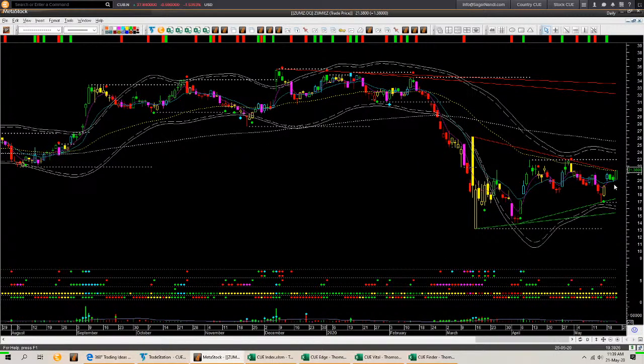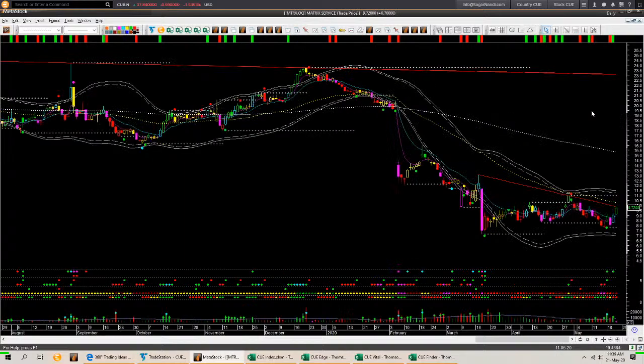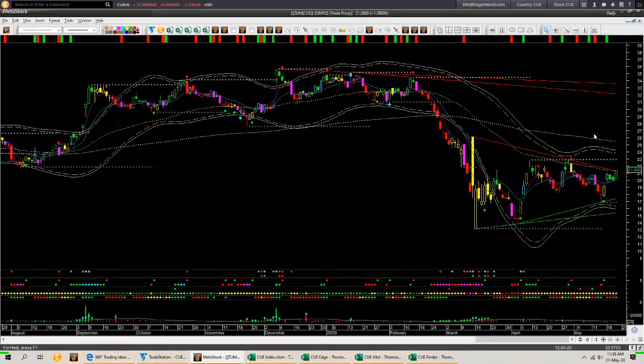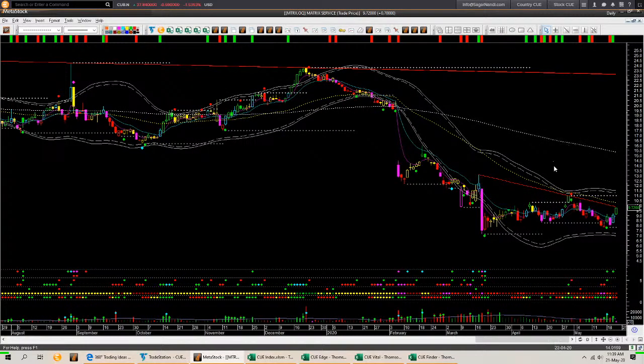ZUMZ. If this can close above the memory resistance, then it may give a breakout trade setup. I'll come back to this stock again and look at it using weekly daily chart. Matrix service MTRX. I'll prefer not to take a breakout trade in MTRX. See the difference between ZUMZ and MTRX.